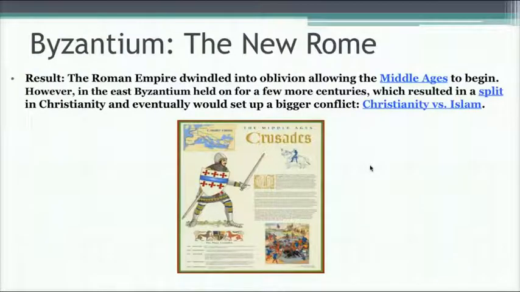So that brings us to the end here. The Roman Empire dwindled into oblivion, especially in the West, allowing the Middle Ages to begin. If you've heard of the Middle Ages period, it exists 100% because Rome fell. And we're going to look at that very heavily in second semester. However, in the East, Byzantium held on for a few more centuries, which resulted in a split in Christianity and would eventually set up a bigger conflict, Christianity versus Islam. And that's going to take place in the Middle Ages in a time period called the Crusades.